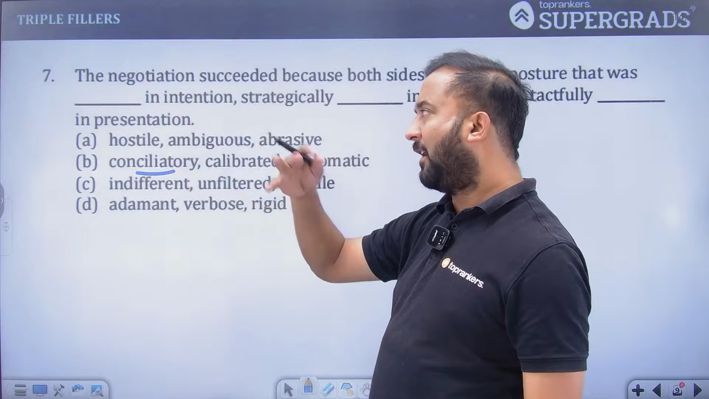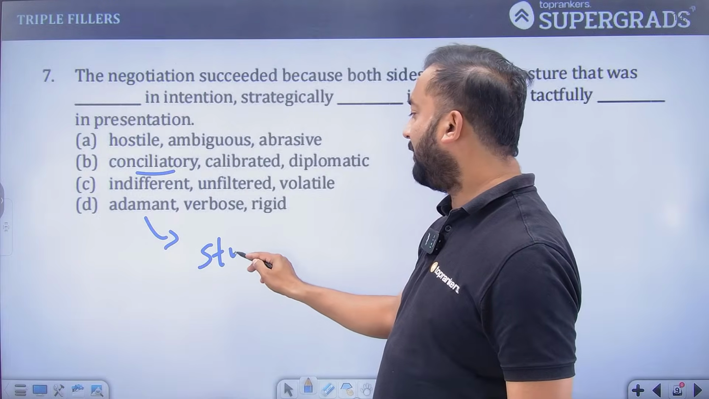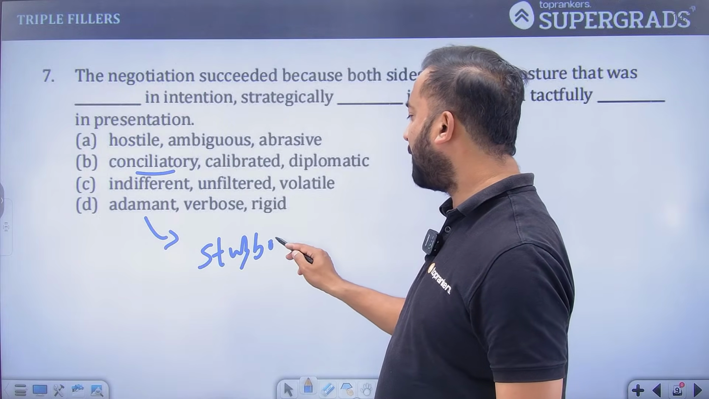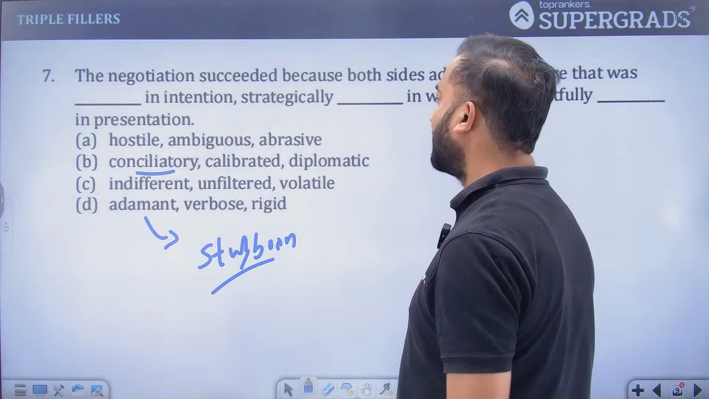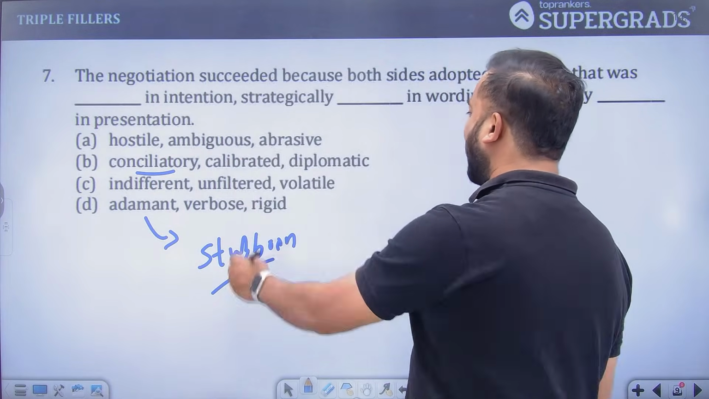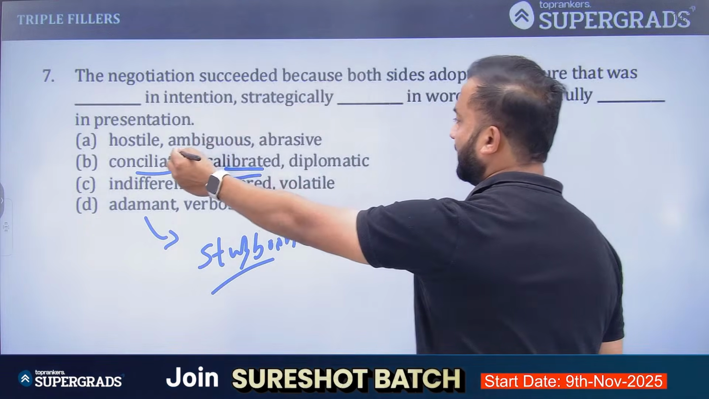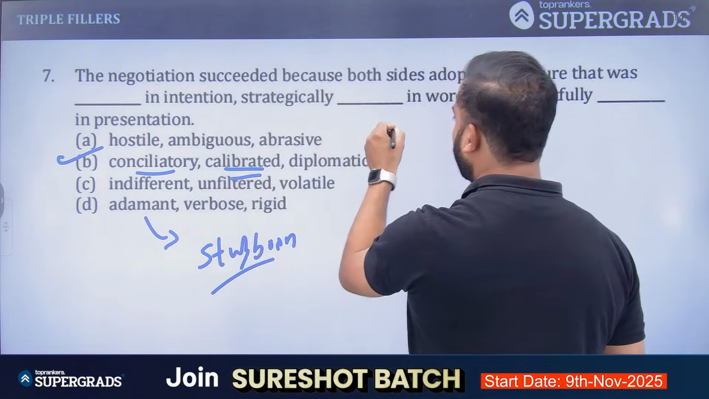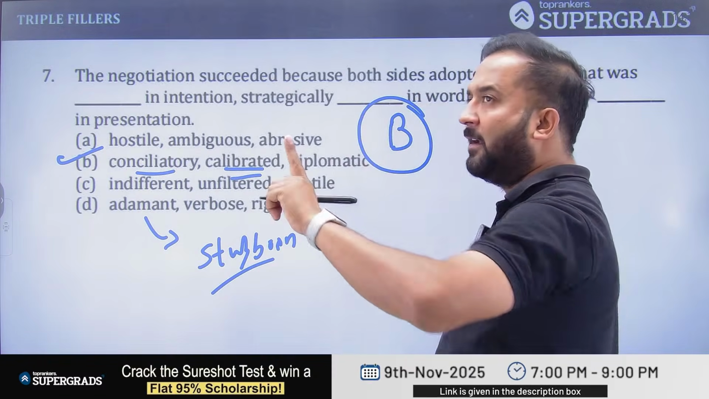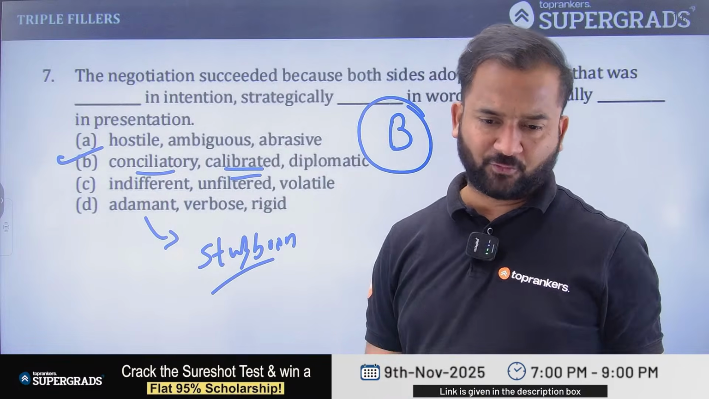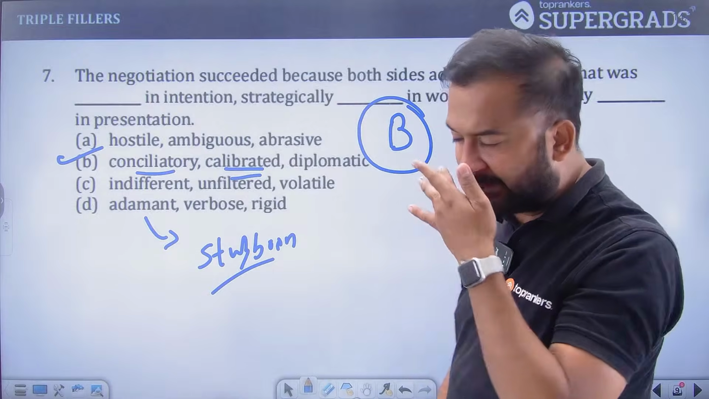Hostile is again not friendly. Adamant is someone who's stubborn. So if the two parties had been stubborn, the negotiation would not have succeeded. So conciliatory, strategically calibrated, that is calculated, and tactfully diplomatic in presentation as well. So B must be the correct choice of words that we need in question number 7, students. Yes guys, B is correct here. Okay, let's see the next question.